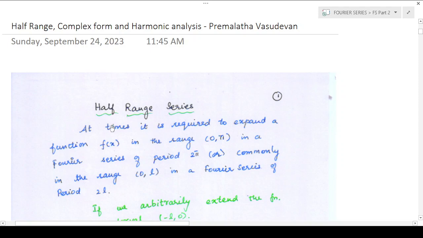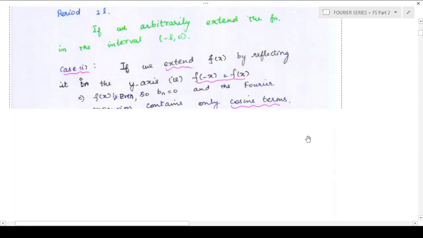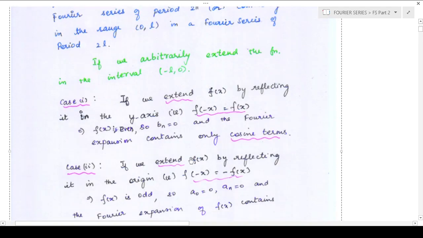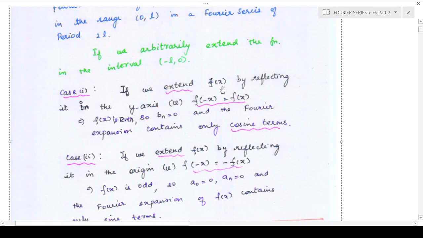What is half range series? At times, it is required to expand f of x in the range 0 to L in a Fourier series of period 2L. So for it, we'll arbitrarily extend the function in the interval minus L to 0. If we extend f of x by reflecting it in the y-axis, like f of x and f of minus x are equal, it is even, we get bn to be 0. So the Fourier expansion contains only cosine terms. We call it the half-range cosine series.